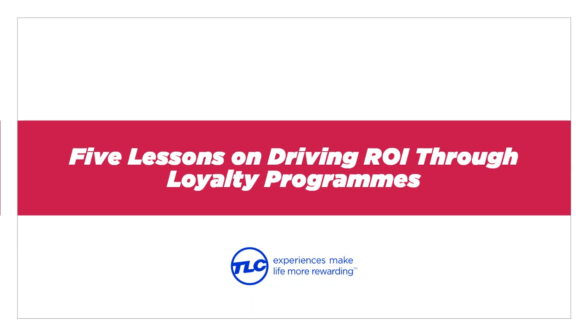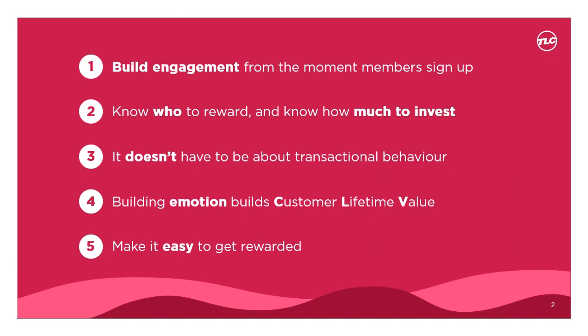Amazing. Thanks so much, Mike. So just to give everybody a very quick overview of what we are going to take you through today. These are the 5 elements of how you can bring ROI into your existing or newly built loyalty programs. We're going to cover the engagement element of loyalty from the moment that your members or customers sign up. We're going to talk about knowing who to reward and how much to invest in those rewards as well, and that it doesn't have to be about transactional behaviour. It can, so we're starting to move away from the point system. And then one of the big ones that we here at TLC talk about a lot when it comes to loyalty is building that emotion, which ultimately builds your customer lifetime value, or CLV as we'll refer to it. And then finally, how to make it easy for your customers to get rewarded.